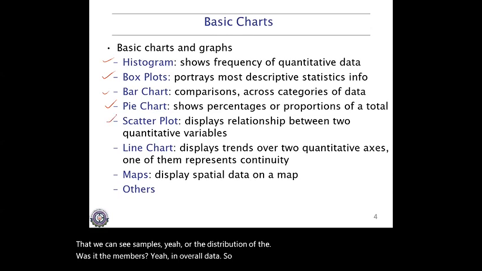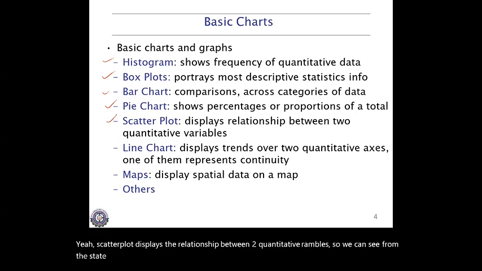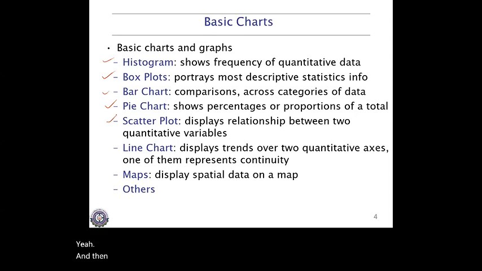So the next one is a scatter plot. Scatter plot displays the relationship between two quantitative variables. So we can see from the scatter plot that it conveys and delivers the information about the relationship of the two variables, and then even more actually.